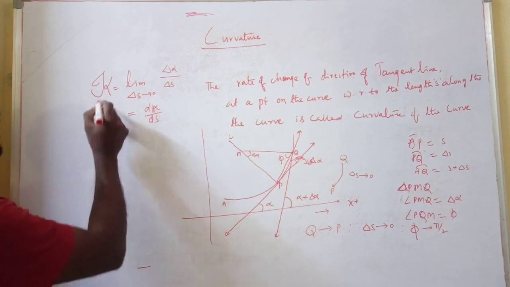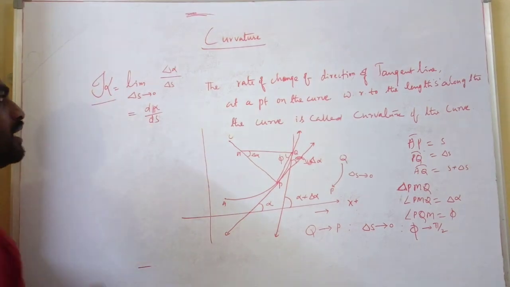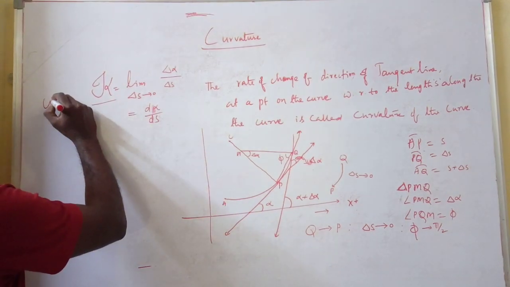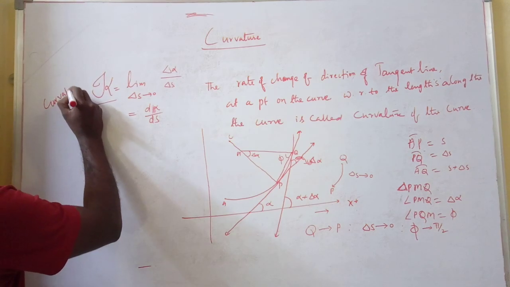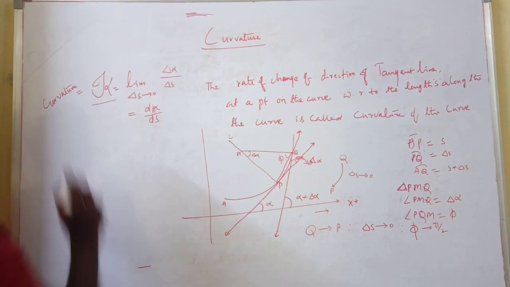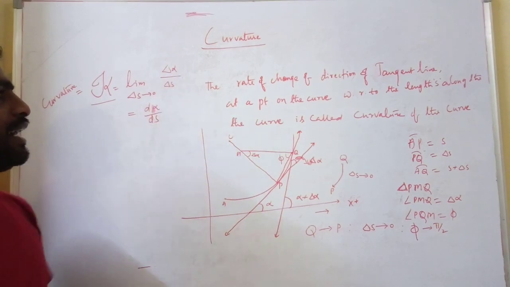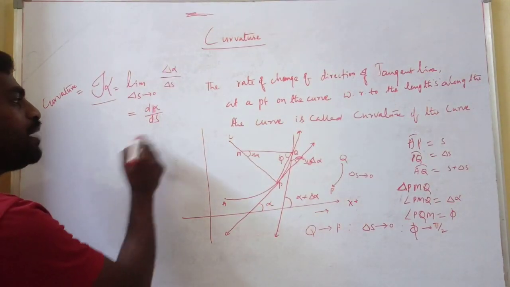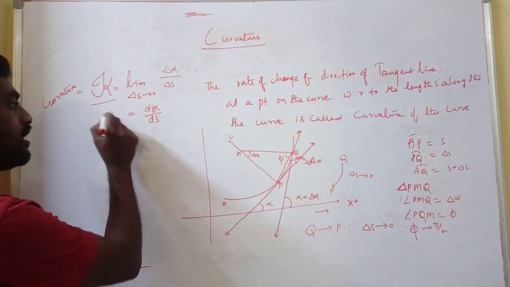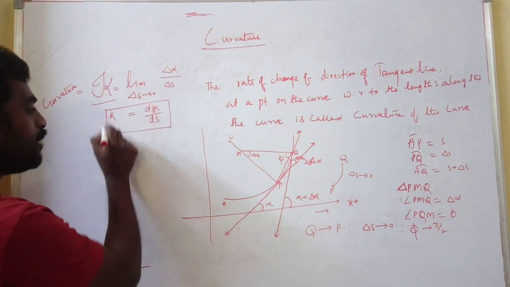The curvature is denoted with K. Curvature K is equal to limit delta S tends to 0 of delta alpha by delta S, which is equal to d alpha by ds. That is K: K is equal to d alpha by ds.